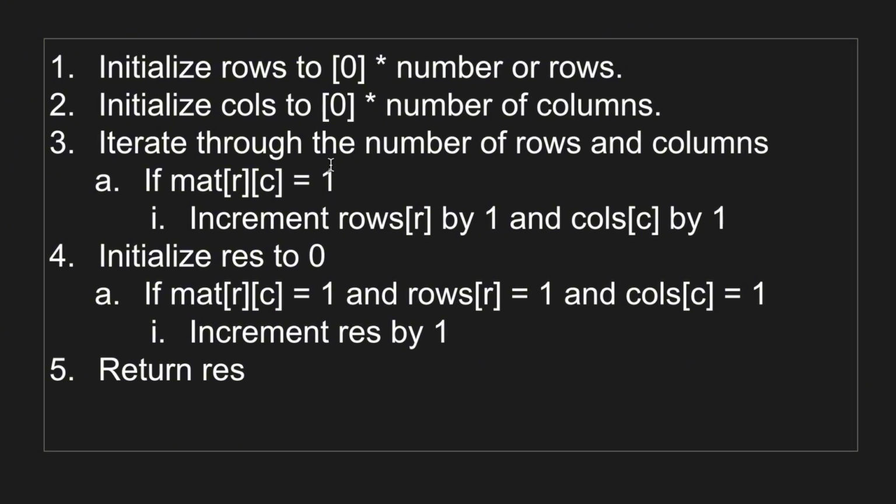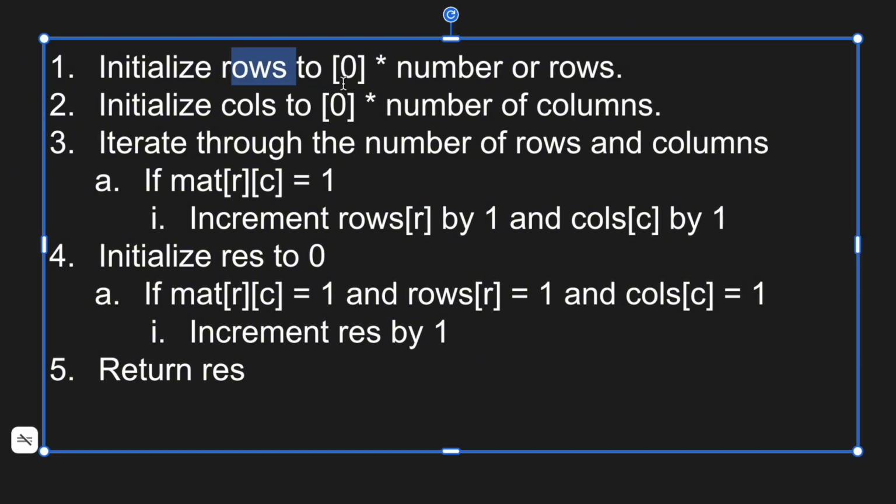So what we can do is we can initialize a variable called rows to 0 times the number of rows to keep track of the row count, and we can do the same thing for columns to keep track of the column count. And now we will iterate through the number of rows and columns. If the value is 1, increment rows of r by 1 and columns of c by 1. And now we can initialize result to 0. And if we see that the position is 1, and rows of r is 1, and columns of c is 1, then we can increment the result by 1, and finally we can return result.